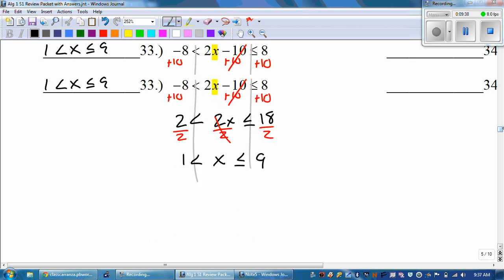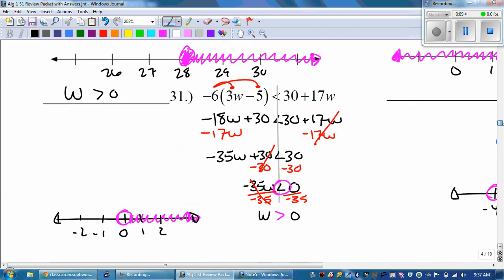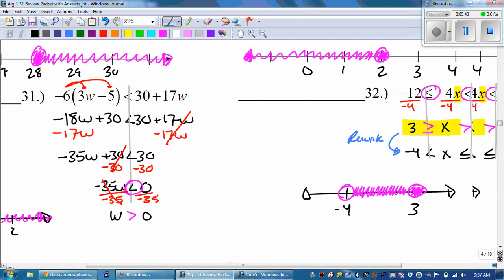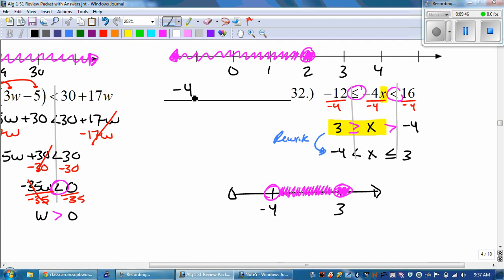Did we write that last one on the line? No, Mr. Grice forgot. Okay, so on the line, we would have written negative 4 is less than x, which is less than or equal to 3. Sorry about that.